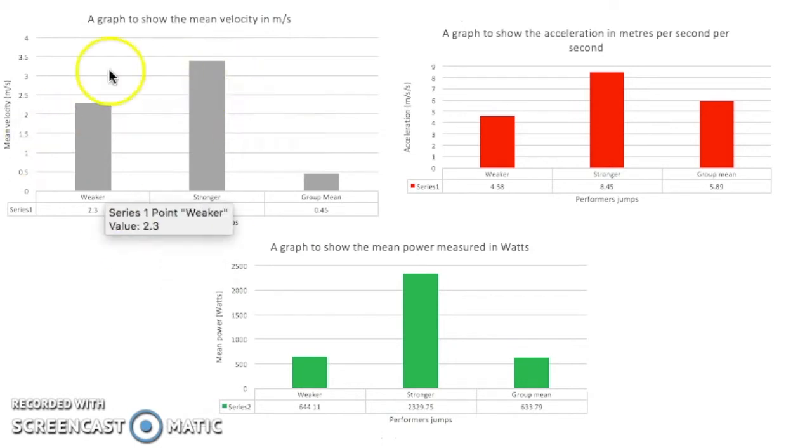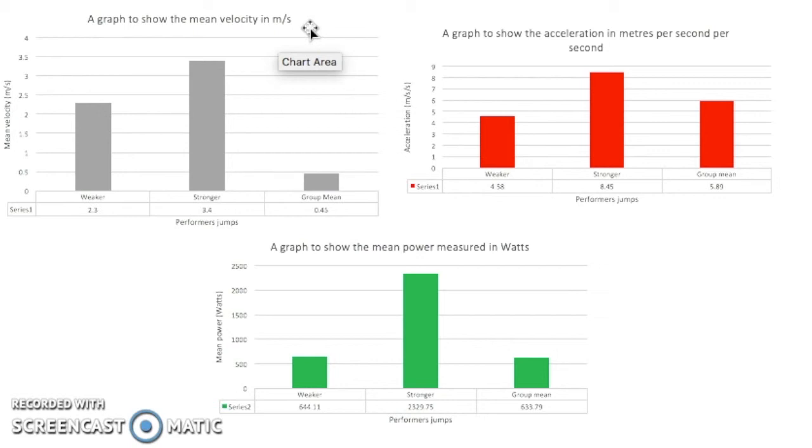So this graph here is showing the mean velocity in meters per second. It's calculated by dividing impulse by mass. The velocity of the weaker performer was 2.3, whilst for the stronger performer it was 3.4 meters per second. As velocity is one of the most important factors when getting a high jump.